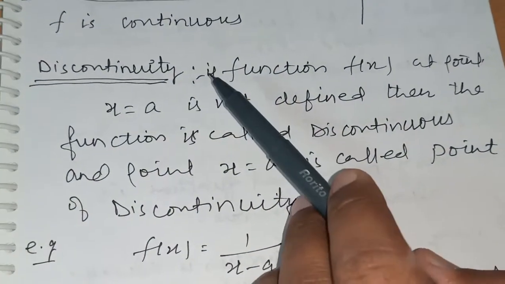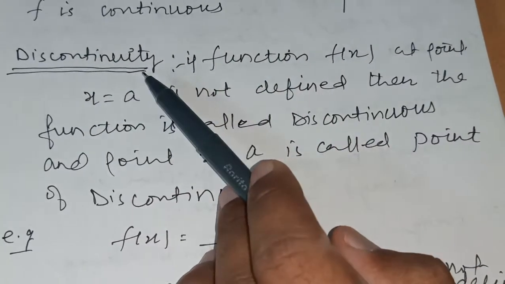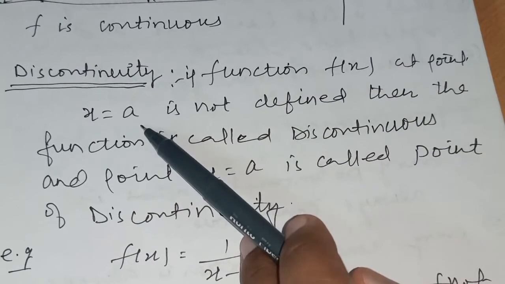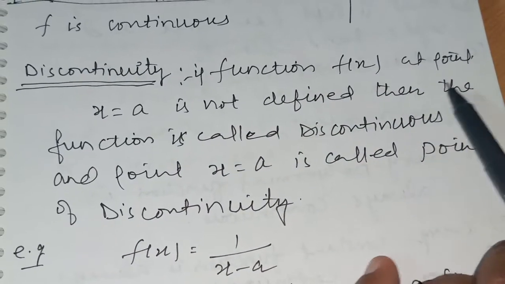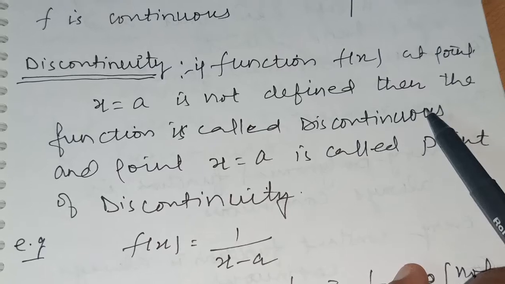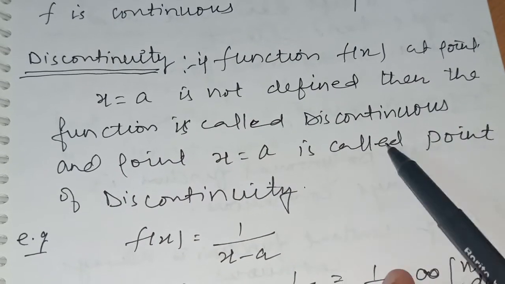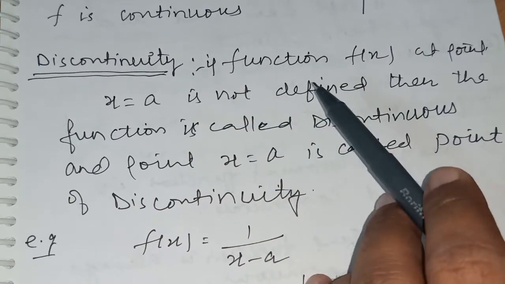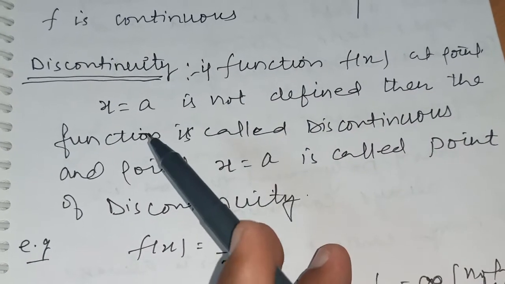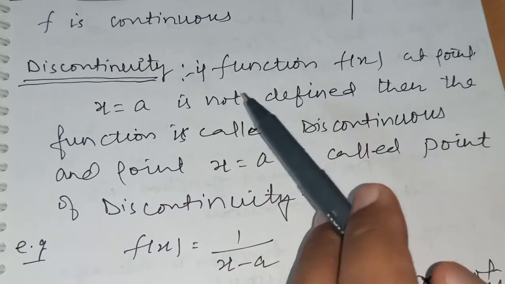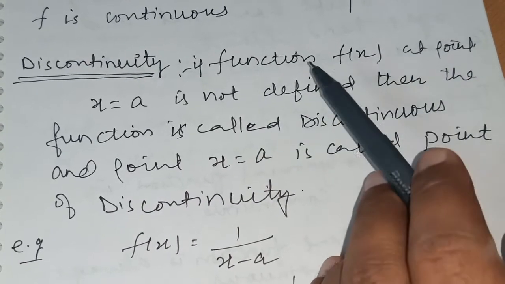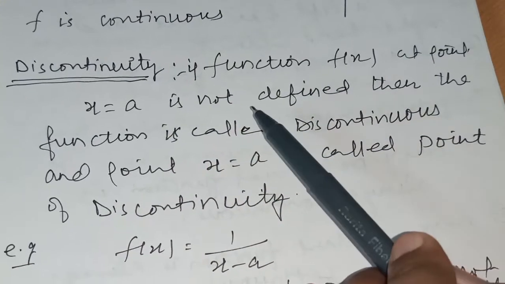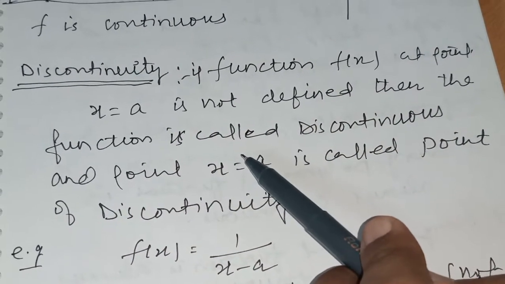Now discontinuity. What is discontinuity? If a function f(x) at point x equal to a is not defined, then the function is called discontinuous, and the point x equal to a is called the point of discontinuity. What does it mean? If a function is not continuous, then it is discontinuous, and whenever a function is not continuous, it means the function is not defined there. So the point at which the function is discontinuous is known as the point of discontinuity.